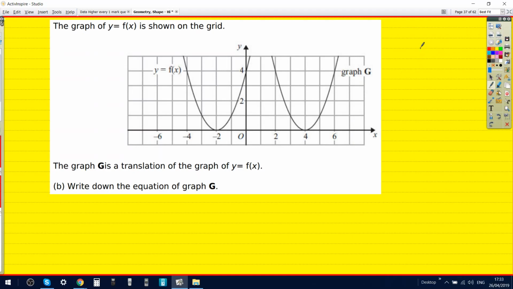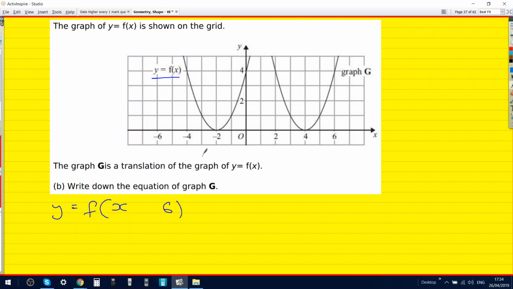Okay, how about this? Would it be y equals f bracket x plus 6? So this is the original one, and it moved 6 to the right? Yeah. So isn't that plus? Sorry, minus 6. Yeah.